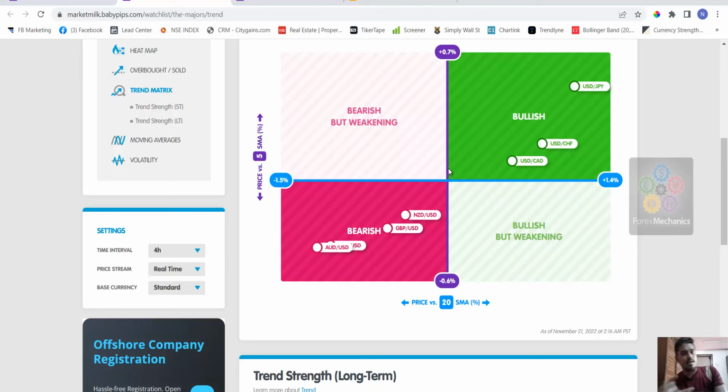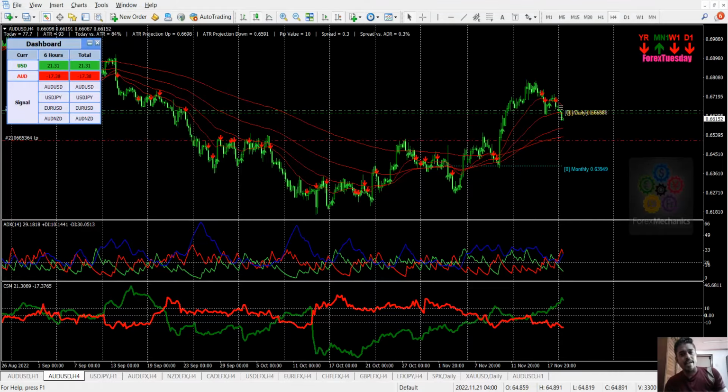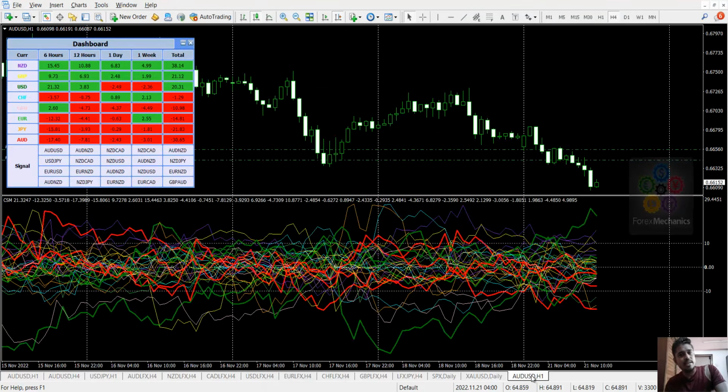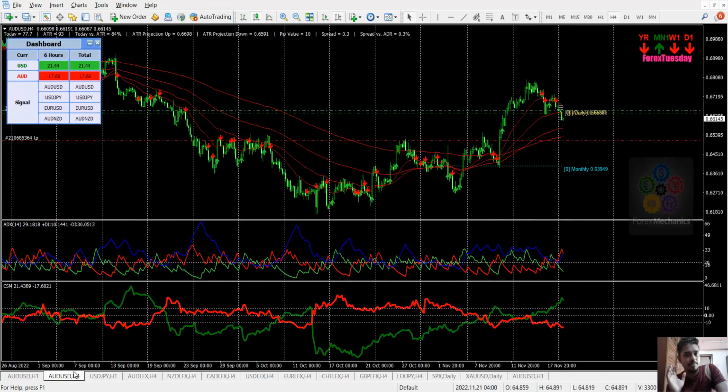I will tell you where a currency is moving, because not only market milk, when I am taking a position, I'm also looking at the CSM that I personally use. So I look at the CSM, I look at market milk, I look at all possible options, and when I'm very confident, I will just share it on the Telegram channel.